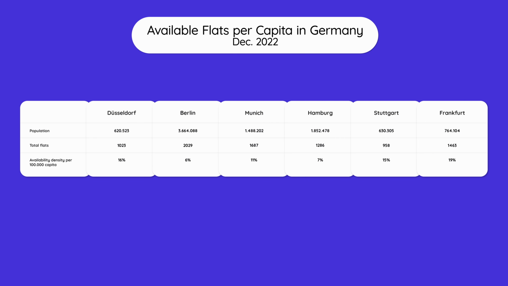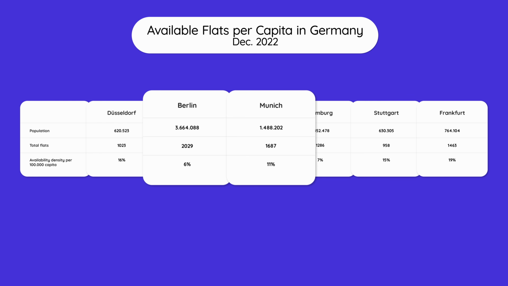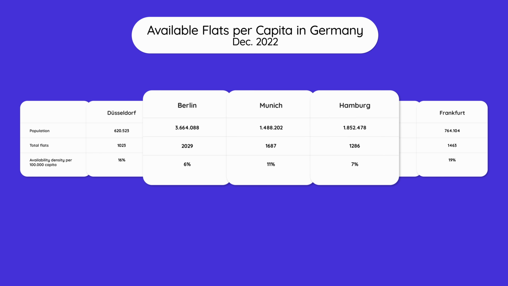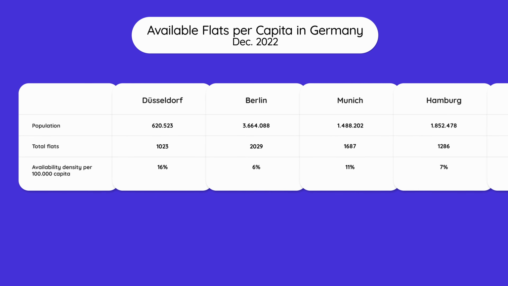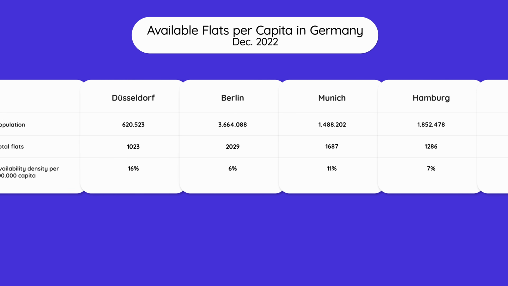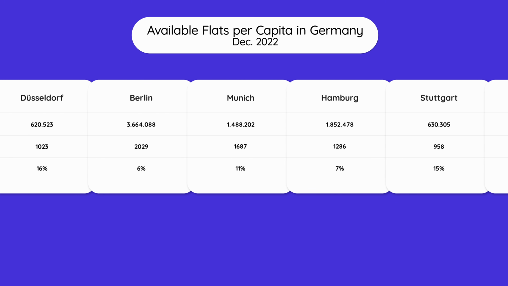Now, interestingly enough, the numbers that we pulled do support the statement that Berlin, Munich to a certain extent, but also Hamburg are notoriously known for a very scarce and hard housing market. We took a deep dive into the numbers and put the available flats at the time of our sample in relation to the population in the city, and took a per capita availability density per 100,000 inhabitants. And these confirm that the availability density of flats is by far lower in Berlin and Hamburg than in, for example, Düsseldorf, Frankfurt, or Stuttgart.